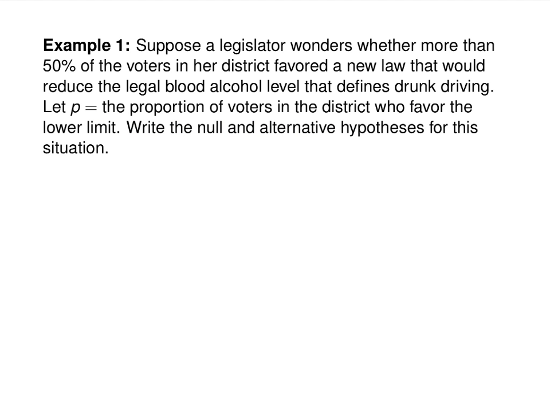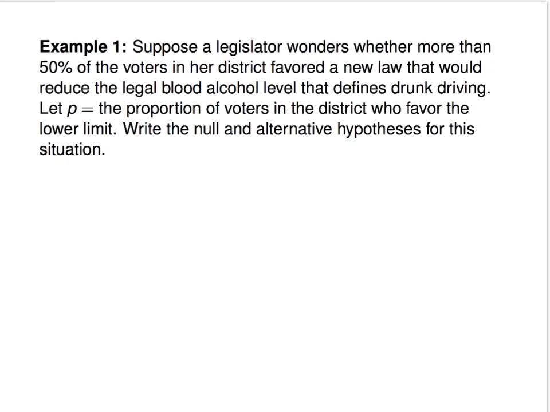So suppose a legislator wonders whether more than half of the voters in her district favored a new law that would reduce the legal blood alcohol content, BAC, that defines drunk driving. Suppose that p is the proportion of voters in the district who favor the lower limit. Write the null and the alternative.